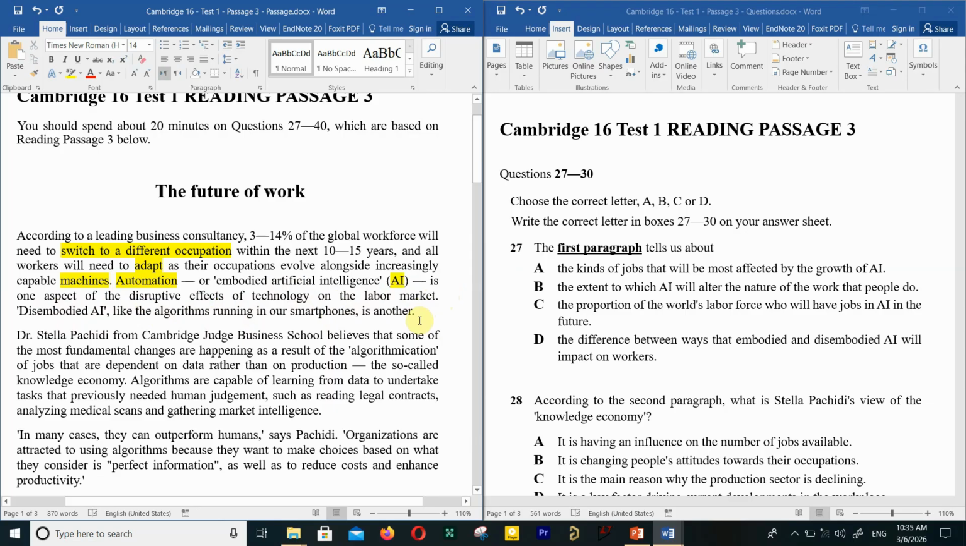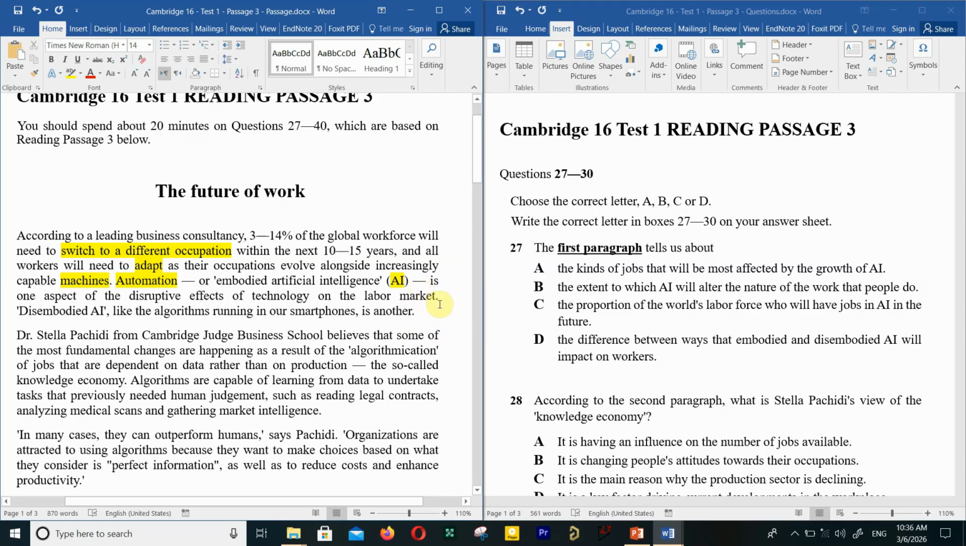If you find it difficult, please pause the video and read it again for yourself. I myself, when I first answered these types of questions, had to go through this paragraph again and again. As I already told you, this is passage 3, the most difficult one. You have to go through it again and again to find out what it is talking about.